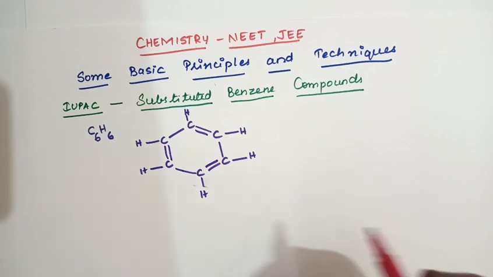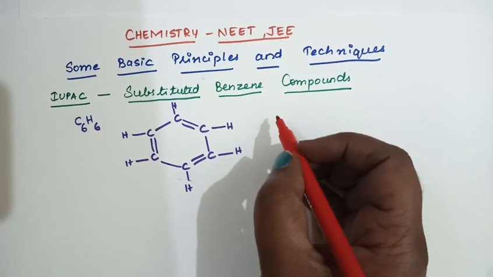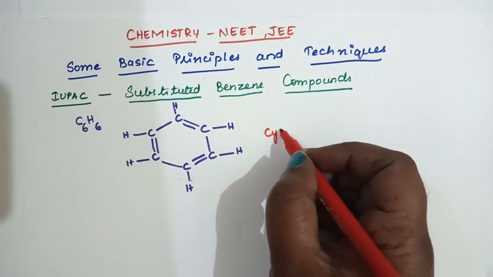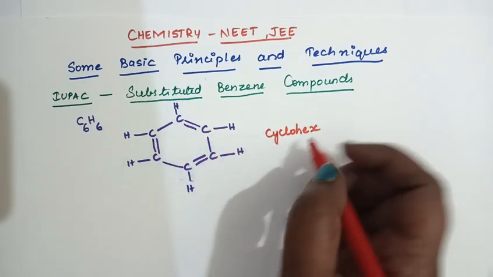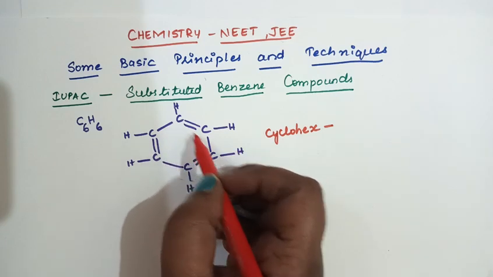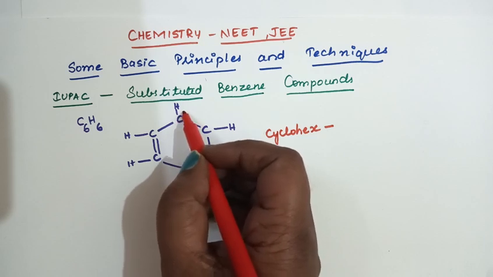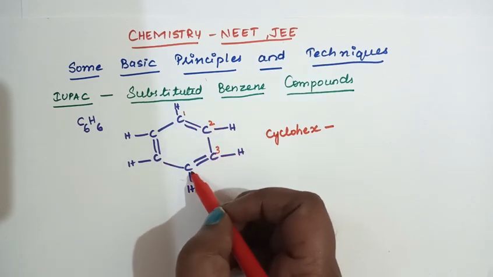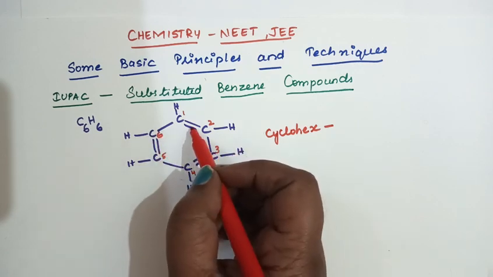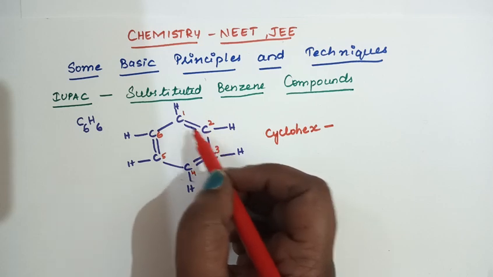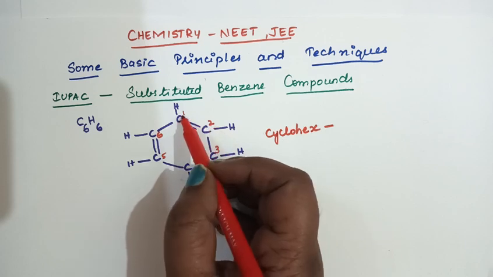So coming to IUPAC nomenclature. So now 6 carbon atoms are present in the cyclic form. So you will write it as cyclohex. Why hex? Because 6 carbon atoms are present. And then double bond, where it is present, we have to write the position. So let us number the carbon atoms. 1, 2, 3, 4, 5 and 6 carbon atoms. So now this double bond is present between carbon 1 and carbon 2. So you have to write the smallest number. So between 1 and 2, smallest number is 1.